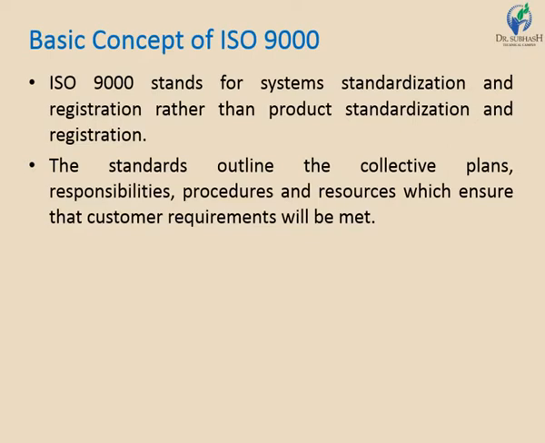So the standards which have been set by the ISO will outline the collective plans, responsibilities, procedures and resources which ensure that... they will say that these resources should be used, and that will help to meet the customer's requirement, that procedures should be followed, some standards that they have set that must be followed for producing. So the system should adopt these procedures, they should use these resources such that their customers' requirements will be met.